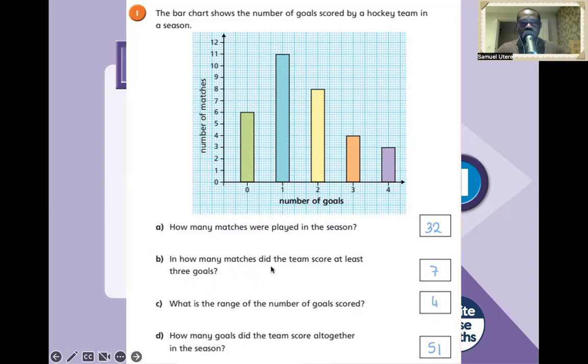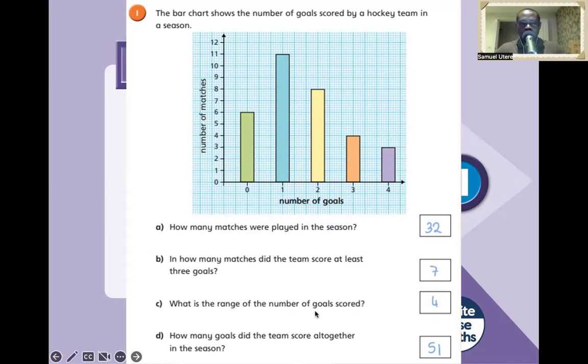In how many matches did the team score at least 3 goals? So at least, so they could have scored more. So we look for number of goals. You can see this one is 4. So we read that one, 3, which is 3, and that one is those who scored 3 goals. So 4 plus 3 should be 7. That's why we have 7 here.